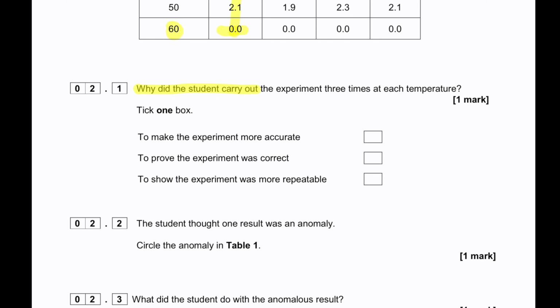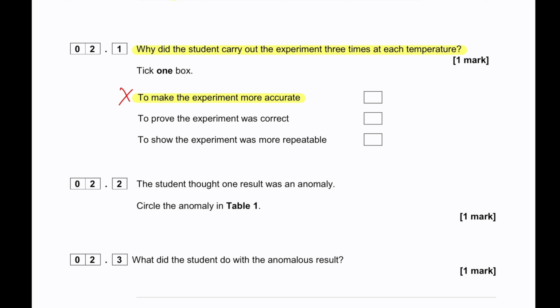Why did the student carry out the experiment 3 times at each temperature? To make the experiment more accurate. Well, it can improve the accuracy of the experiment by taking average results and eliminating anomalous results. However, it doesn't make the experiment accurate. The experiment is okay by itself.